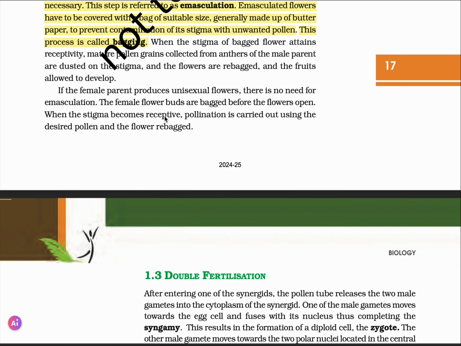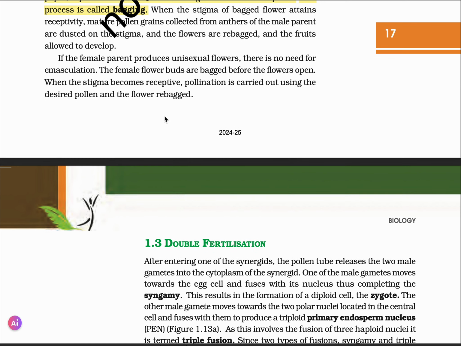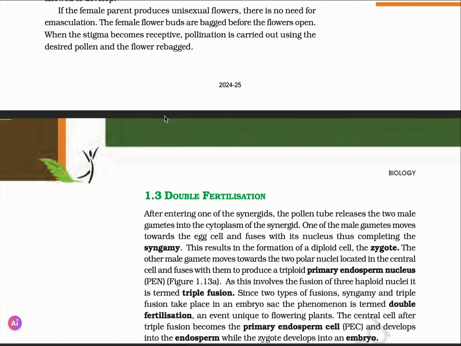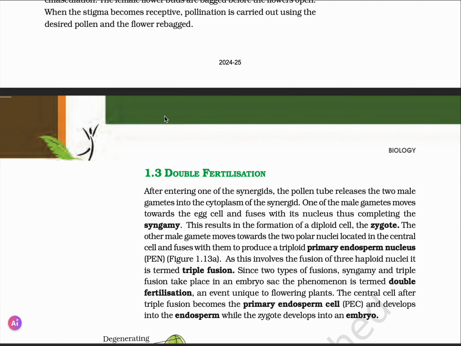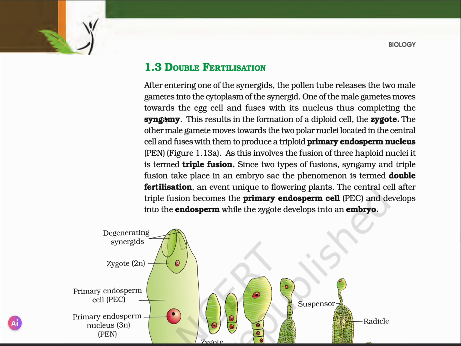If the female parent produces unisexual flowers, which means only one sex is present, there is no need for emasculation. The female flowers are bagged before the flowers open. Once the stigma becomes receptive, pollination is carried out using the desired pollen and the flower is rebagged.